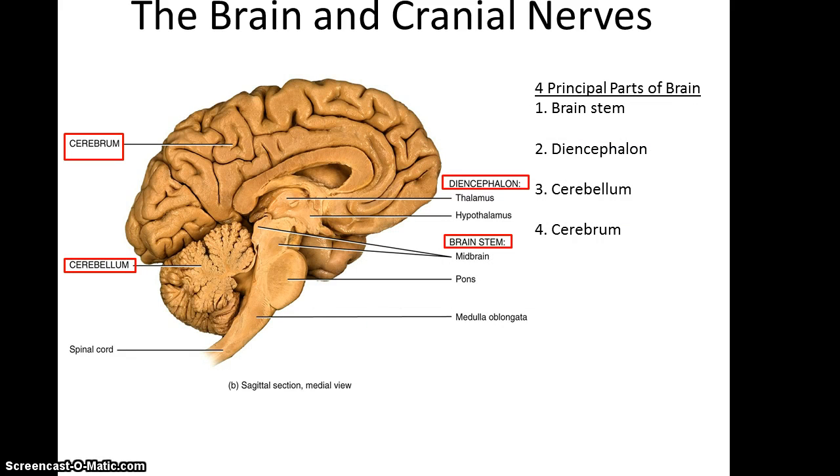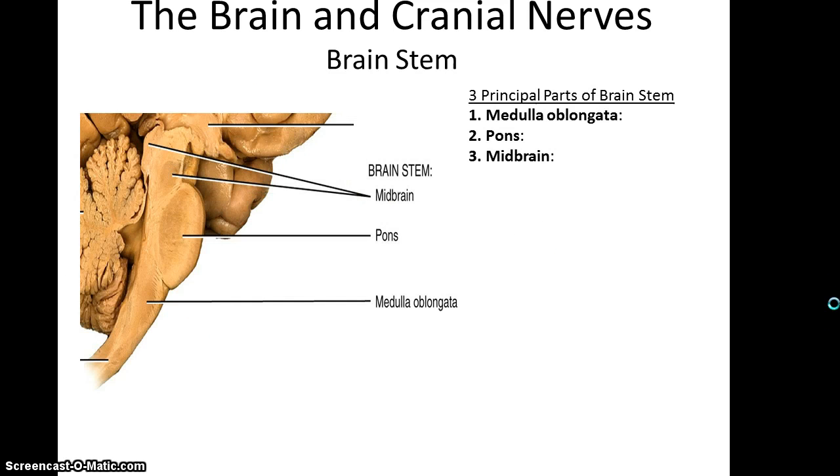So let's talk about the brain in more detail. Well, it turns out there are four principal parts to the brain. You've got the brain stem, which is sort of the neck and body of the seahorse. You have the diencephalon, which is the head of the seahorse. And then you have the cerebellum, this little wriggly thing here, and then the cerebrum, the main part of the brain, which is really what we tend to think of when we think of the brain.